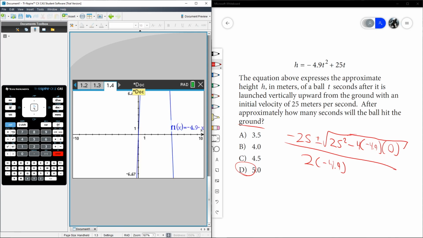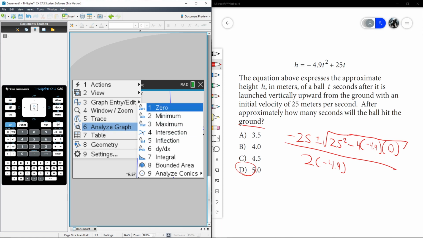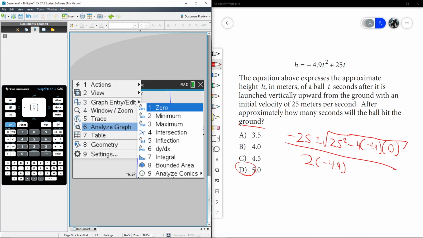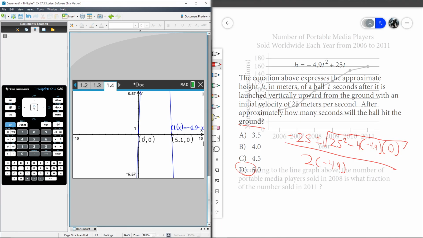So over here, here's our equation. After we've typed in the equation, to get the zeros, you have to hit menu, 6, which is analyze graph, and then 0, set our bounds here and here. Your answer is going to be 5.1, and of course you have your other 0 at 0, 0. But you only care about the 5.1 because that's the answer choice.